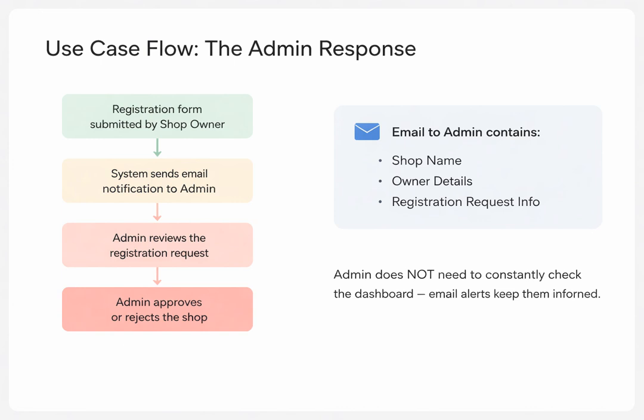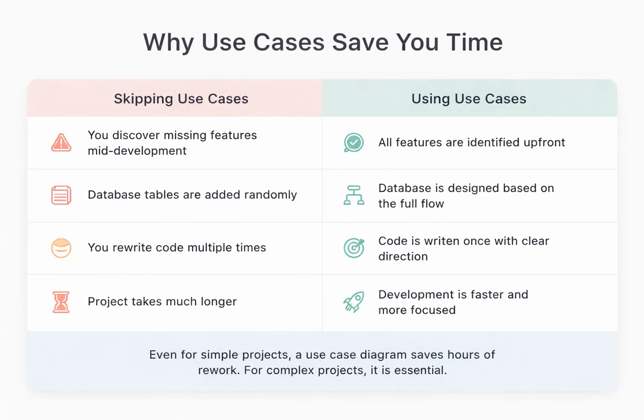This is the admin side of the use case flow, and it's a critical part of how the system works. The instructor makes a really important point here about why use cases matter so much, especially for a project of this complexity. When you skip the use case step, you end up discovering missing features in the middle of development. You realize halfway through that you forgot to plan for email notifications or that your database doesn't have the right tables to support a feature you need.